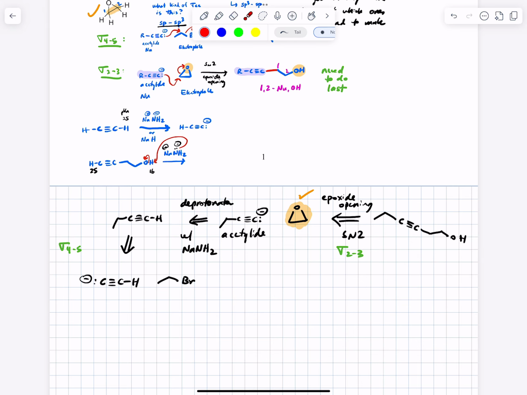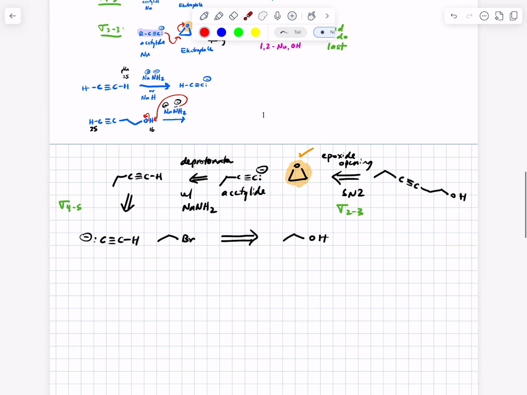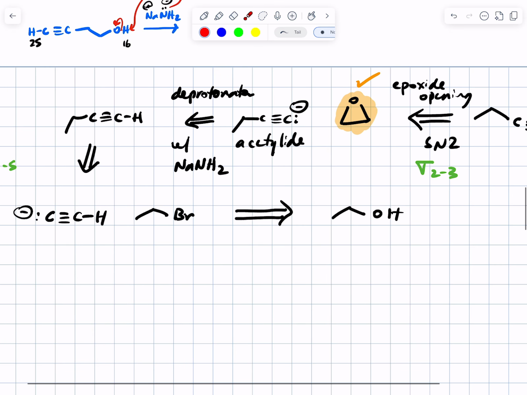Now, we've got a problem, sort of, because this alkyl halide is not one of our allowed starting materials. But do you know of a reaction, thinking backwards, where we can take the OH group and turn it into the Br? Go ahead. Sure. So that's the HBr reaction from chapter 9.